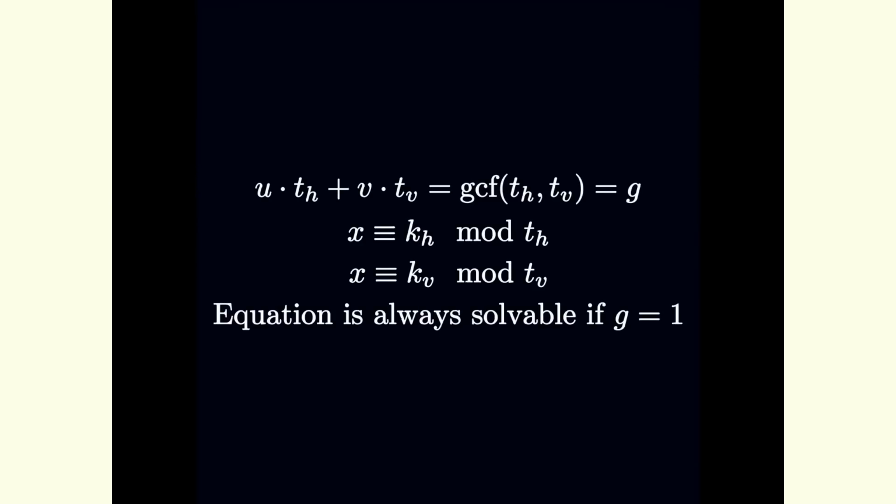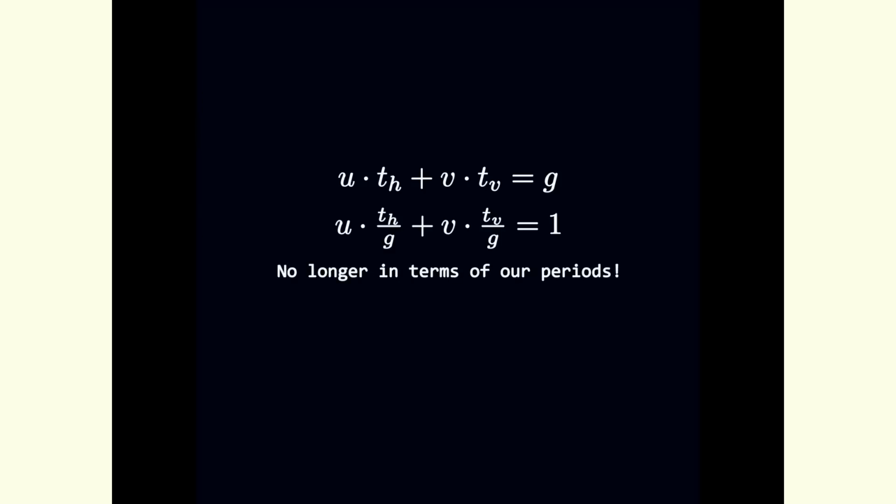If our periods are coprime, then g will be 1, and we'll always find an integer u and v. But if they're not, we can just divide by g to get an equation with 1 on the right-hand side. And we can always do that and still only have integers because g is, by definition, a factor of both of our periods. But one problem remains. Once we divide by g, our equation is no longer in terms of both of our periods, but a factor of them. Remember, the reason we want our equation to be in terms of our periods is that we can multiply by our offsets to get a number that is congruent to kh mod th and kv mod tv. If that property isn't upheld when we divide by g, then our whole effort is pointless.